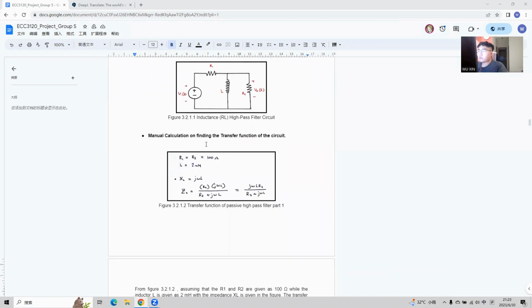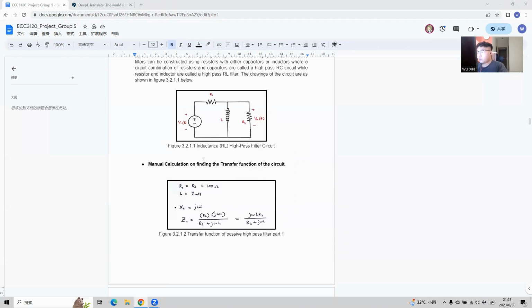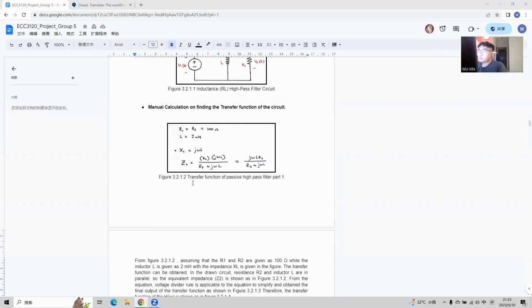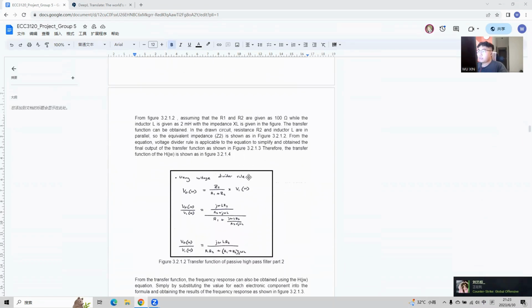For the calculation on finding the transfer function of the circuit, we let R1 equal R2 equal 100 ohm, L equal to 2 mH, XL equal to j omega L. Z2 equals R2 times j omega L over R2 plus j omega L. Therefore, the transfer function H(j omega) is shown in figure 3.2.1.4.